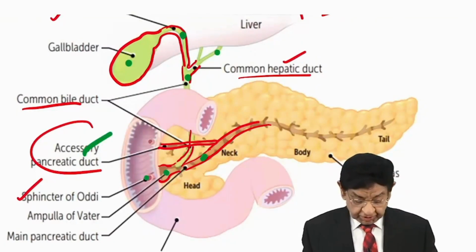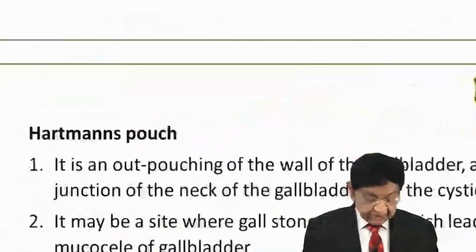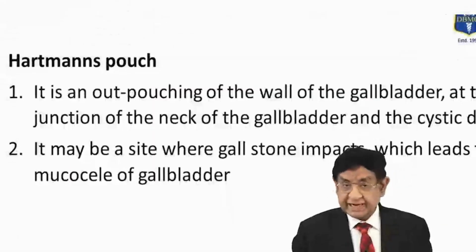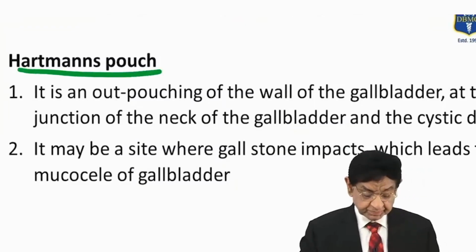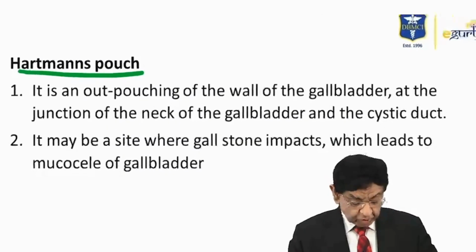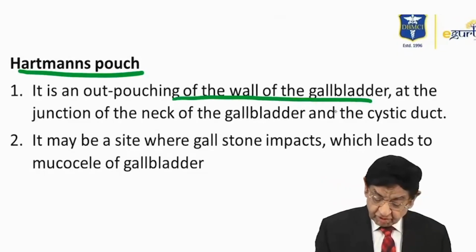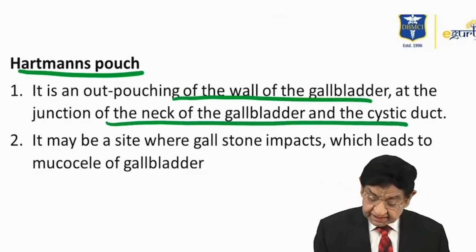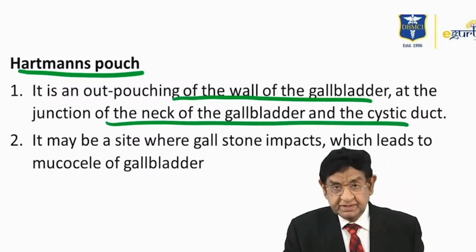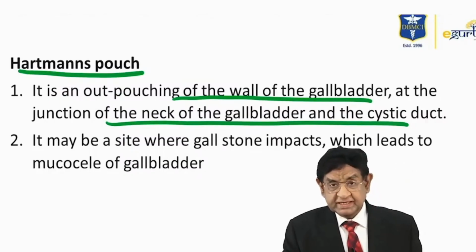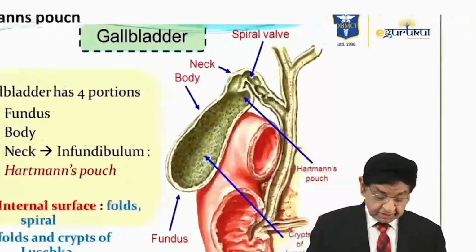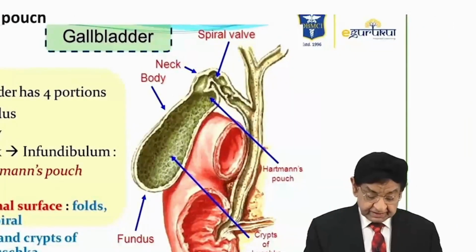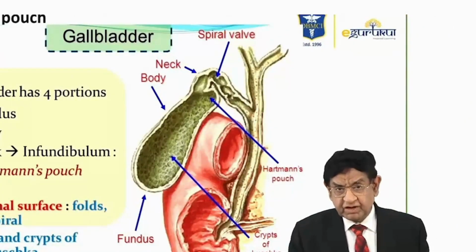After this, I must mention something in the anatomy. There's something special. In the gallbladder, we have a Hartmann pouch. It is an outpouching in the wall of the gallbladder at the junction of the neck and the cystic duct. Well, you will not understand unless I show you a diagram. Look into this diagram.